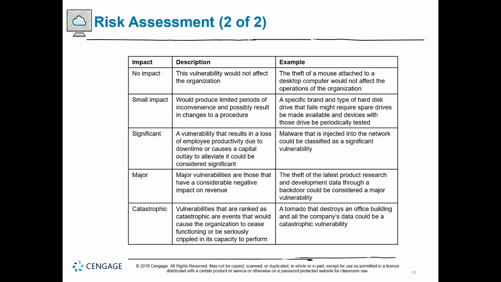So risk assessment impact is either no impact, small impact, significant, major, or catastrophic. These are just like five levels. Remember, there are different scalings. You can either go low, medium, high. That's what FISMA does based on FIPS 199. Or this five-level scale.